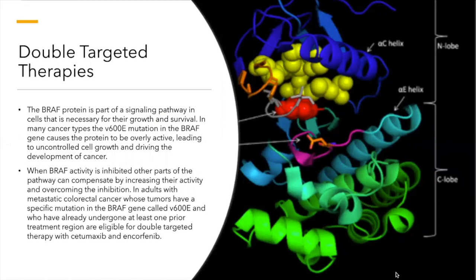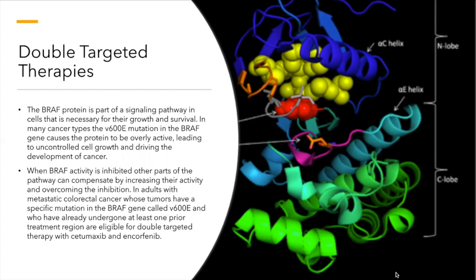Cetuximab, which targets a protein known as EGFR, has already been approved to treat some patients with colorectal cancer. Until this approval came about, encorafenib, which targets the BRAF protein, was only approved to treat patients with melanoma whose tumors had BRAF mutations. The V600E mutation in the BRAF gene is found in about 10% of metastatic colorectal cancers and is associated with especially poor outcomes.